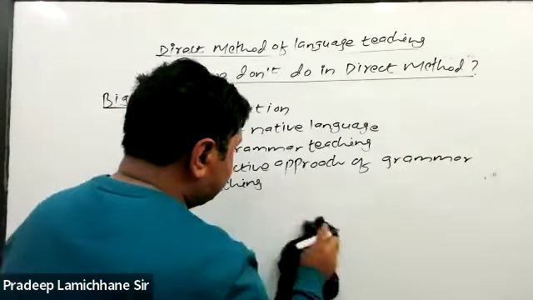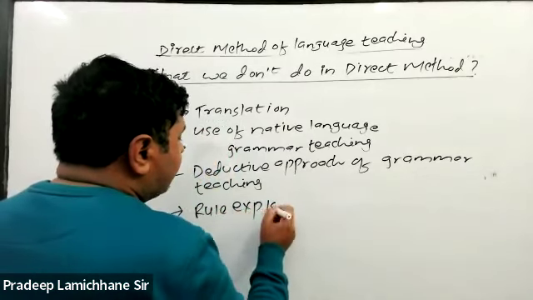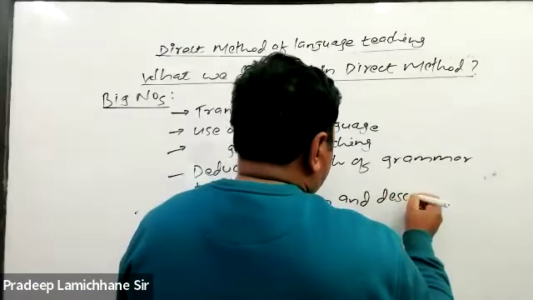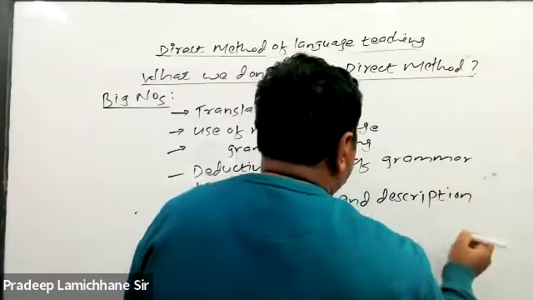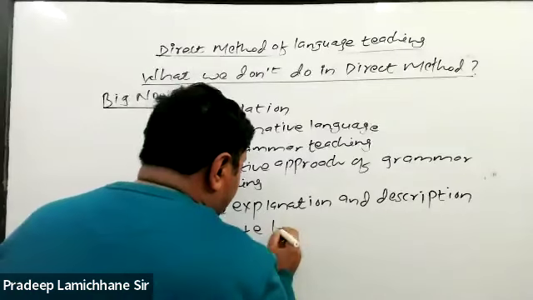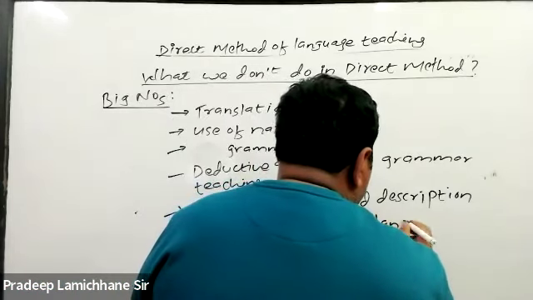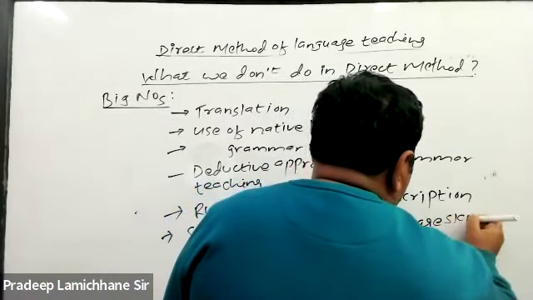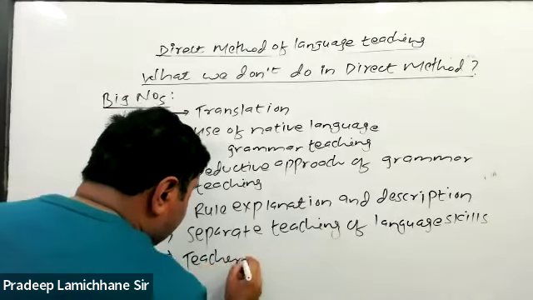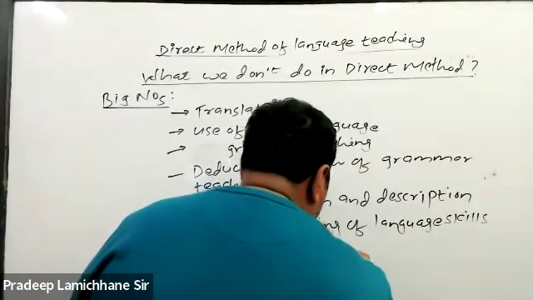Next thing is that rule explanation and description. In this method, no rule explanation and description. Next thing is that separate teaching of language skills. You don't do it. And next thing is teacher-centered teaching.